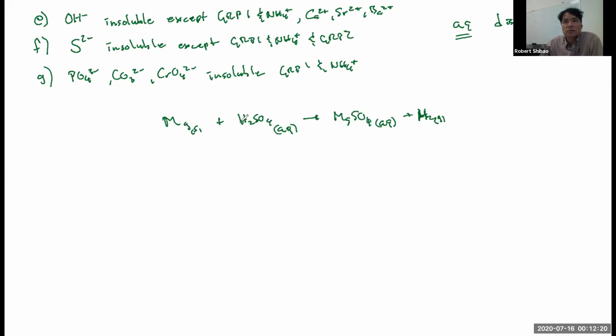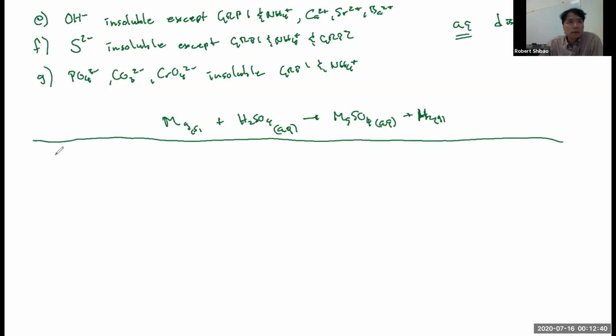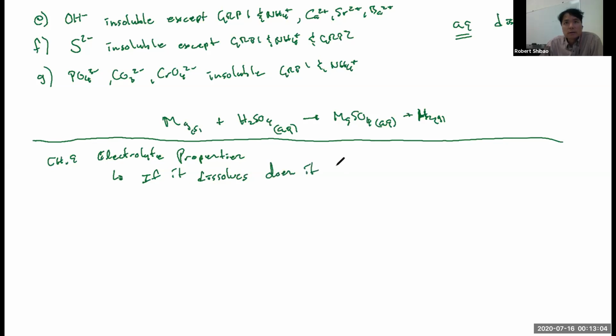And if it's not soluble, then it's just going to retain its state, whether it's a solid, liquid, or gas. Okay, the next thing we're going to look at is electrolyte properties. This is also in chapter 9. Electrolyte property says, if it dissolves, does it dissociate into ions? Electrolytes are solutions of ions, basically.